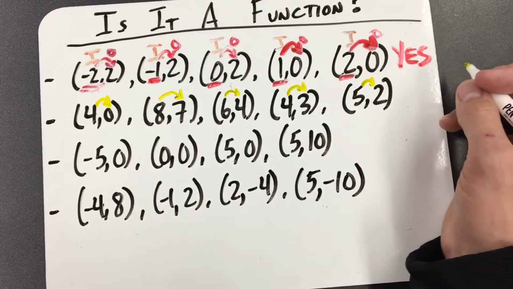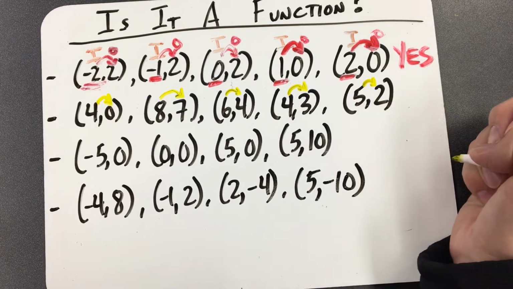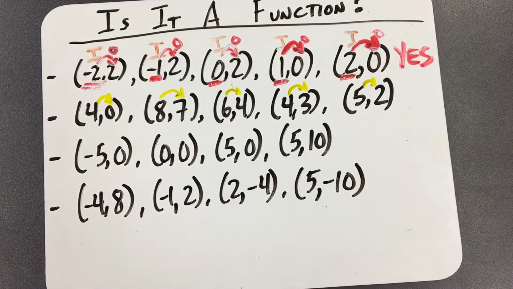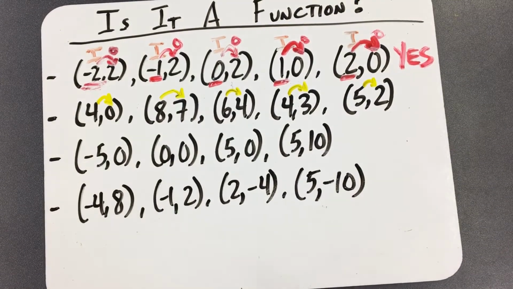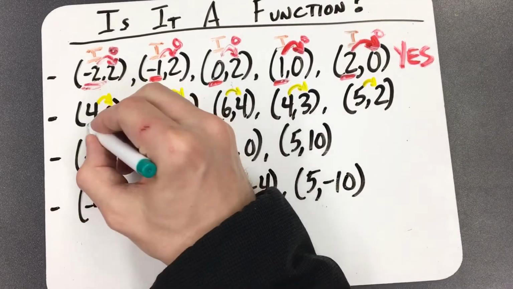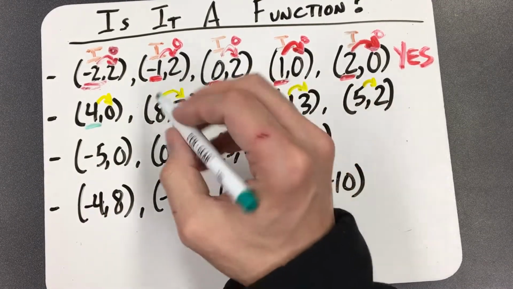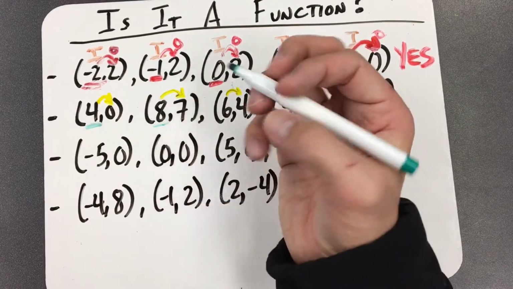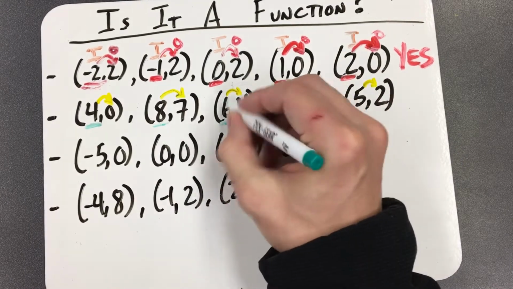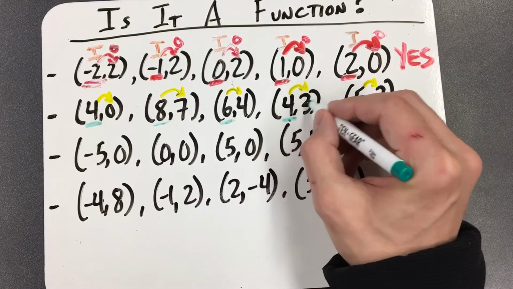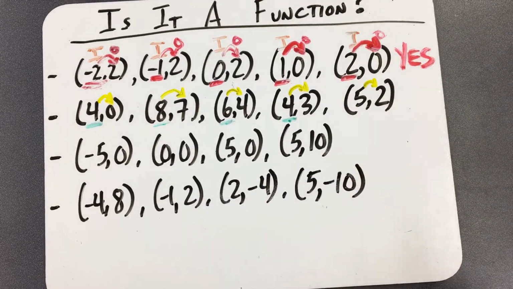Did we ever have an instance where the input had more than one output? I think if you look carefully, you'll see that we actually did. Look right here. 4 pairs up with 0. Okay, that's fine. I don't have a problem with that. 8 matches up with 7. I haven't had any repeats yet. 6 matches up with 4. And then here's our problem. Look, 4 pairs up with 3. Why is that a problem?